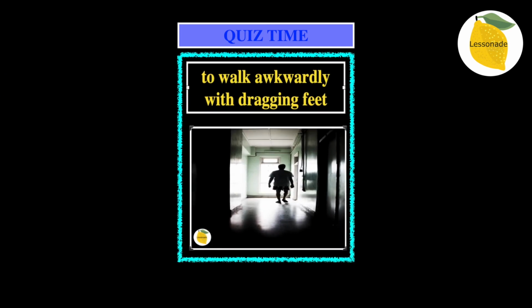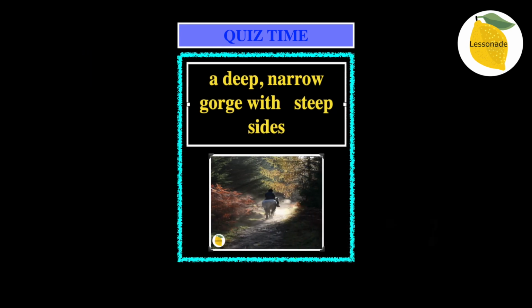Question number 3 is to walk awkwardly with dragging feet. In this picture, you can see someone is walking awkwardly with dragging feet. And our final question, question number 4, is a deep, narrow gorge with steep sides. In this picture, we can see a deep, narrow gorge with steep sides. Now, that's all 4 questions done.